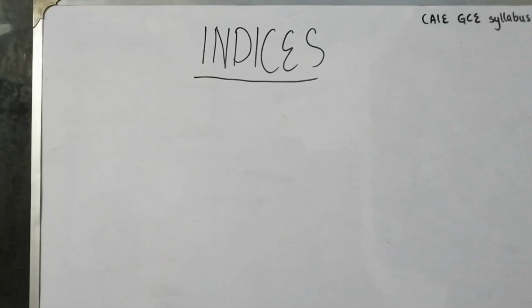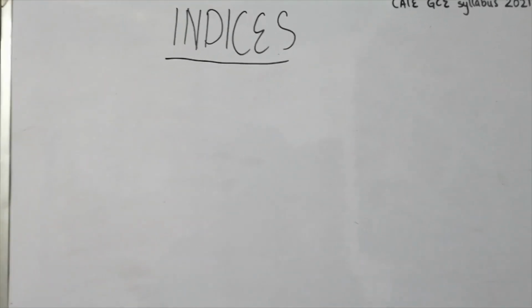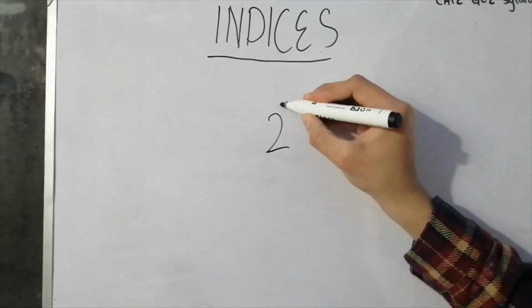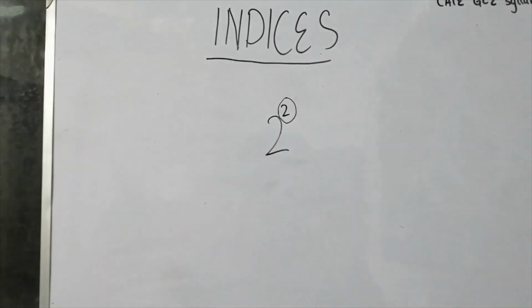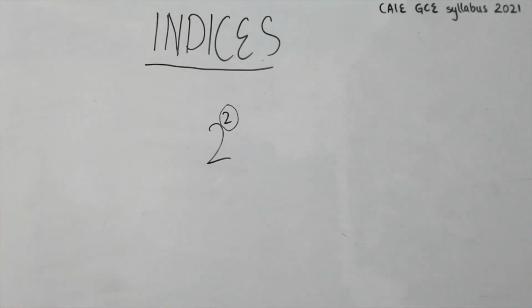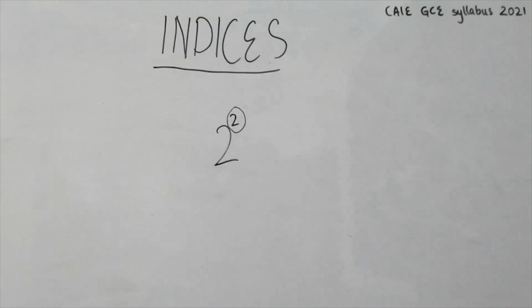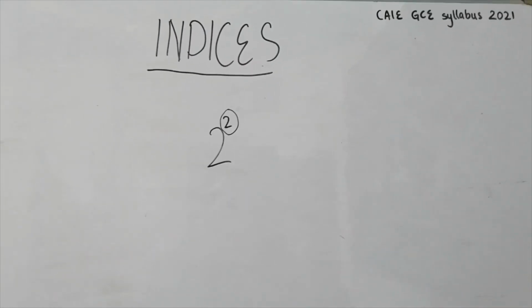If any of you are not familiar with the term indices, it's basically the power of a number. For example, if I write 2 squared, which is basically 2 power 2, this over here is an indice. So in this video we're going to be discussing all the laws and all the basic concepts of indices, and then we're going to be doing some practice questions for all the laws that we will have studied today.